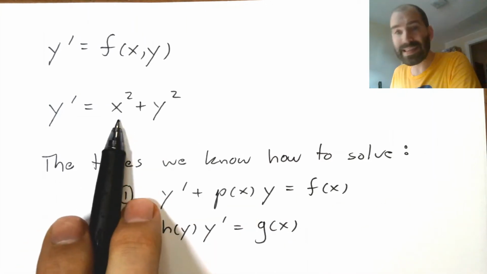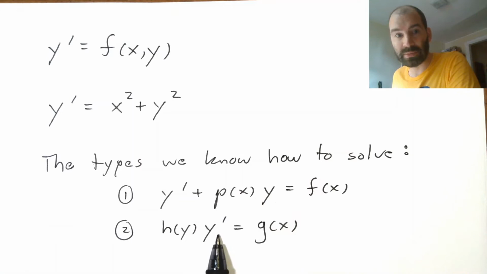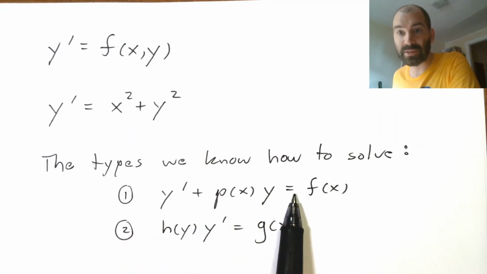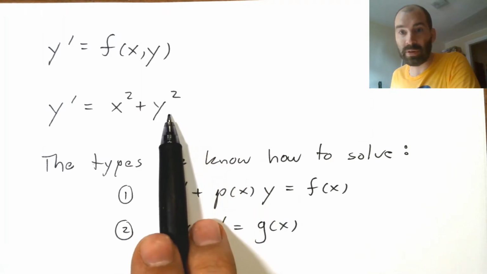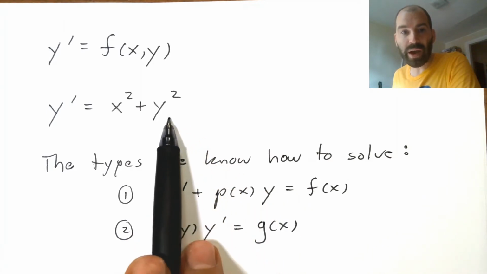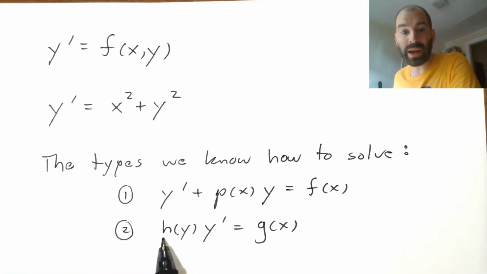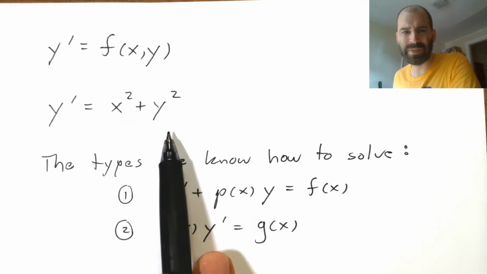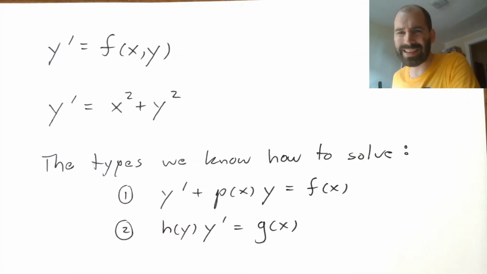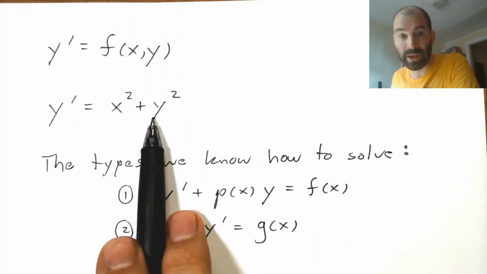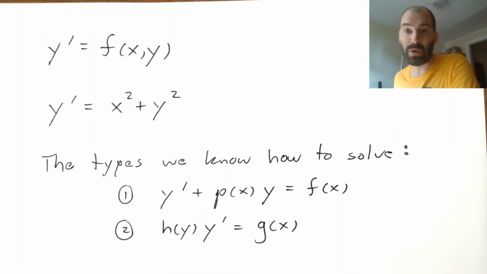All right. Is this of either of those types? Well, it's not linear because it's got a square on the y, so it's not one of these. Is it separable? Can I write it like this? Well, I can get the y's on the left. I can subtract the y squared. But can I write it as a function of y times y prime? No. Subtracting y squared is not going to do it. It's not going to be a function of y times y prime. So this is a very simple differential equation that isn't of either type that we know how to solve.